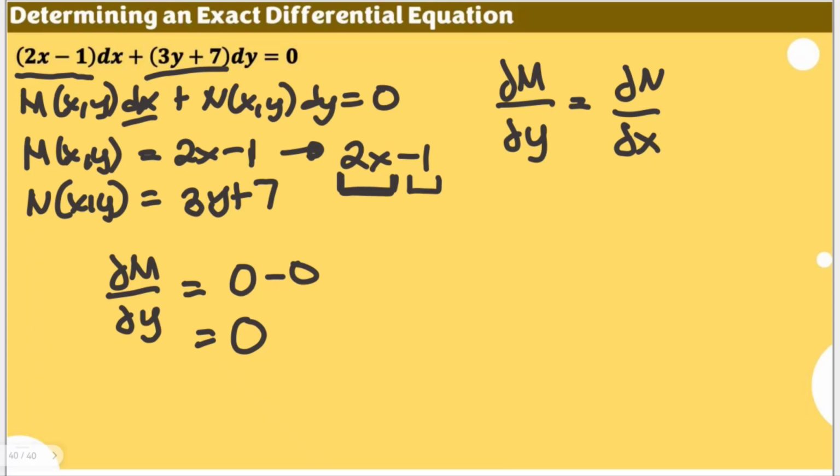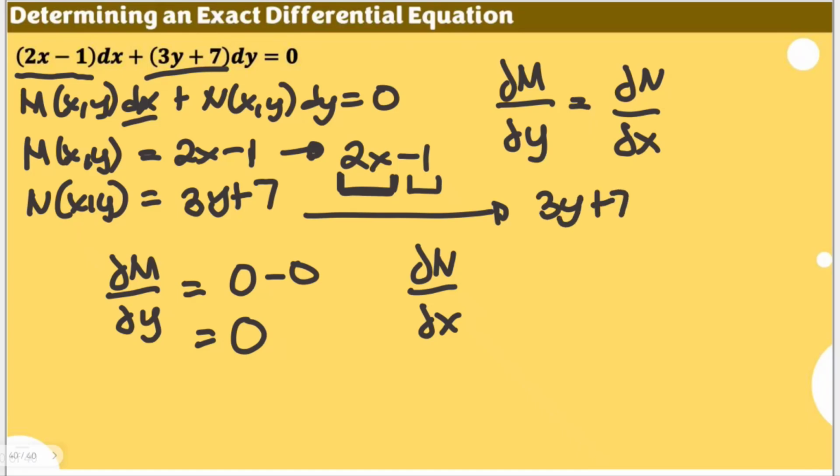We are taking the first partial derivative of M with respect to y. And since x is what is given, we'll be treating that as constant. Similarly, for the partial derivative of N with respect to x, since our given here is 3y plus 7, there's no variable x in both of the terms. That would mean we'll be treating them again as constants.